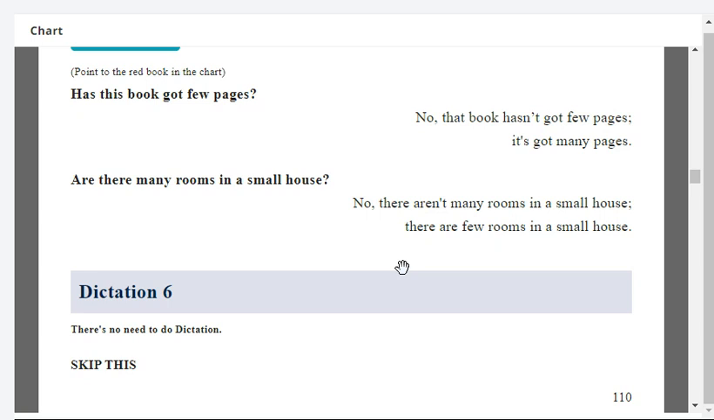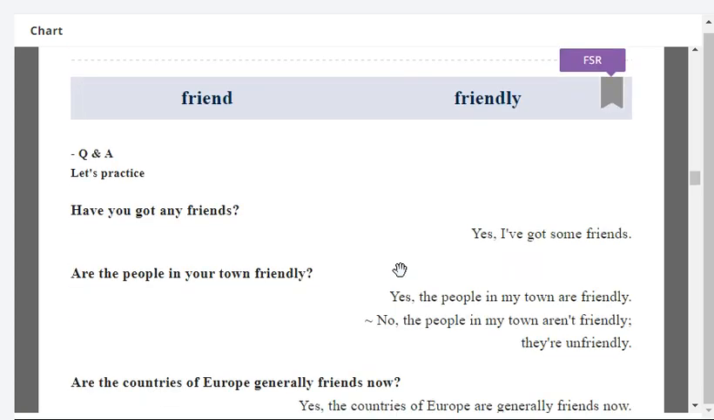Are there many rooms in a small house? No, there aren't many rooms in a small house. There are few rooms in a small house. Very good.